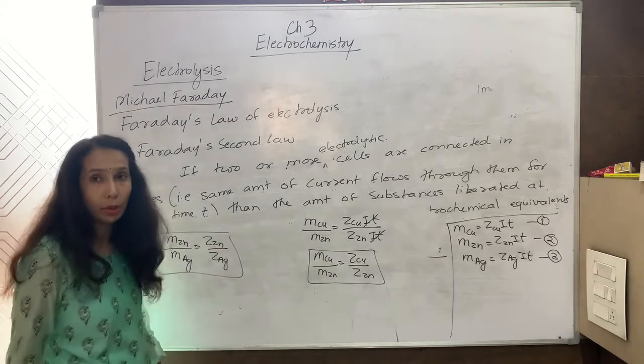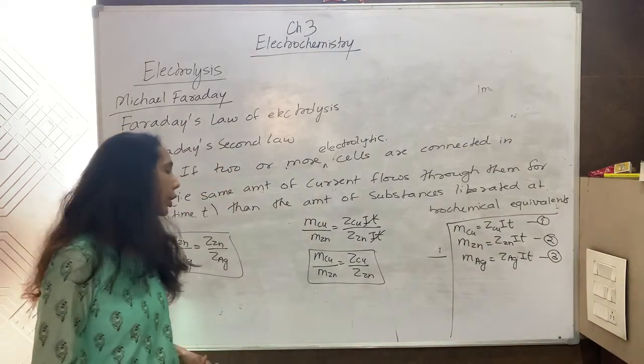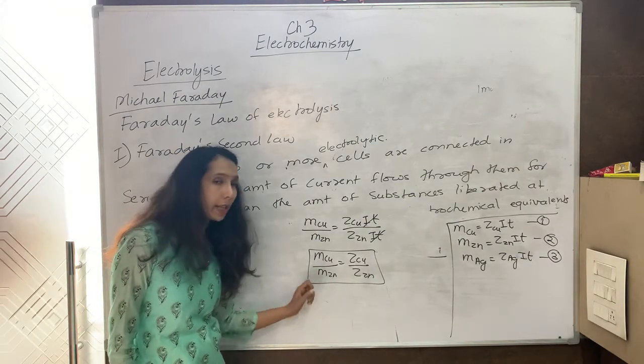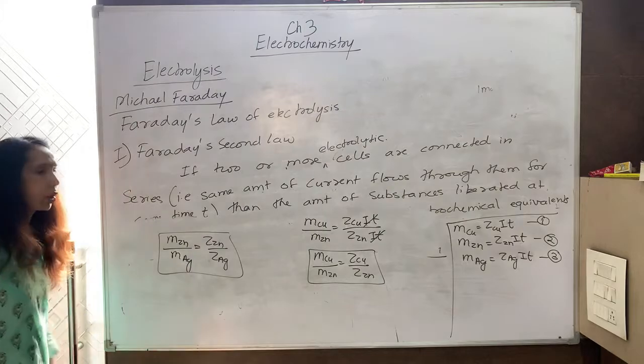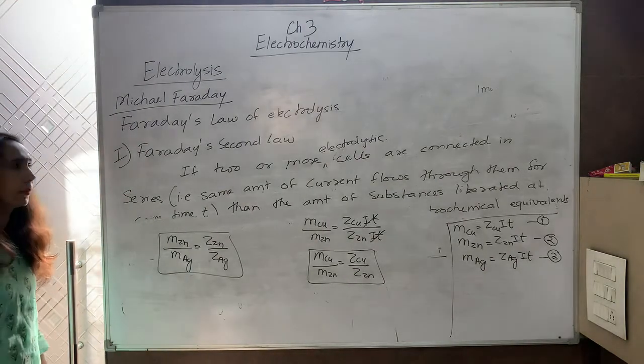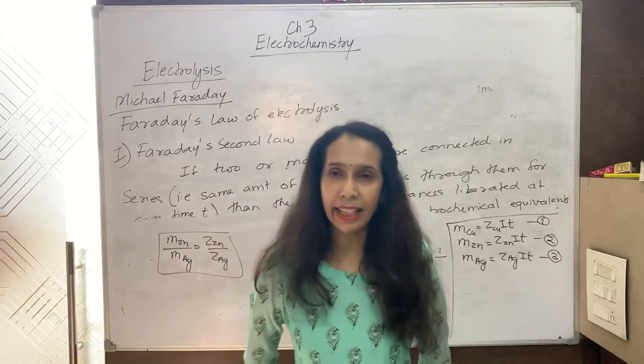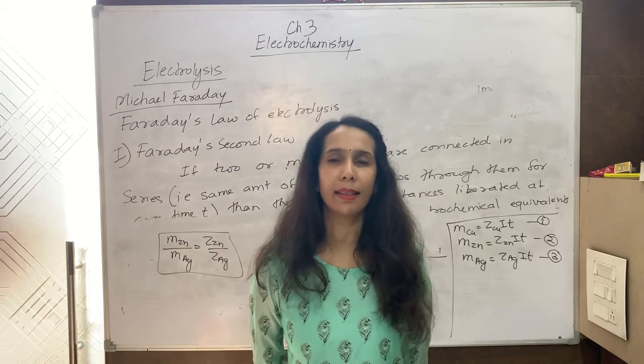So if I know the mass of one of the substances which is deposited, suppose I know the mass of copper, I can find out the mass of zinc deposited, I can find out the mass of silver deposited. So this we have done with your Faraday's second law of electrolysis. Thank you.